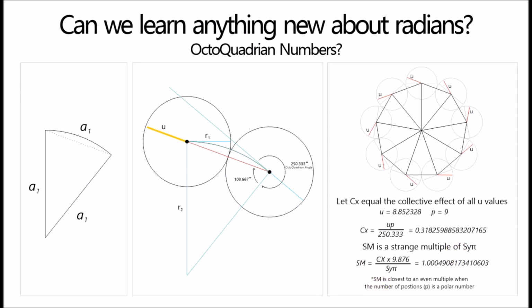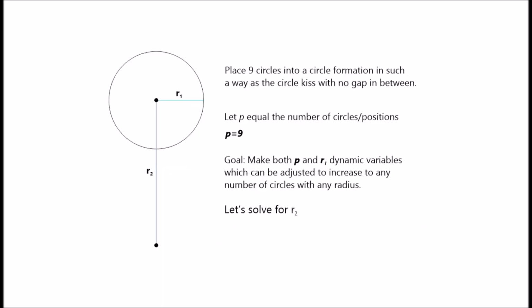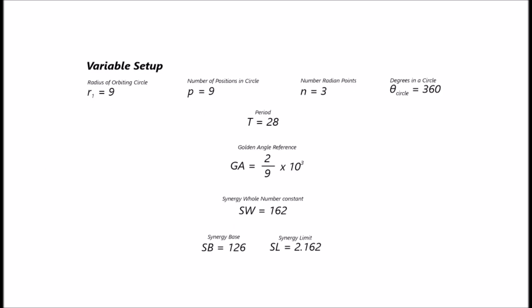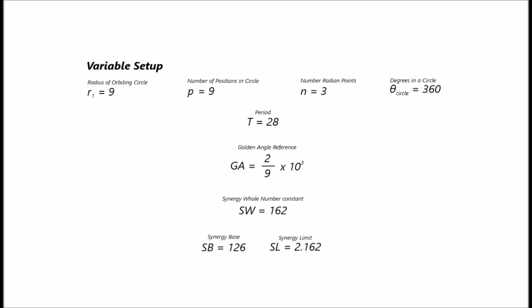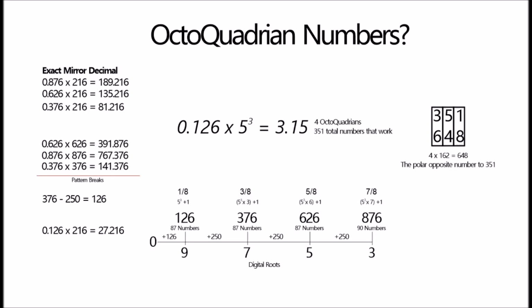So how did we get here? I mean, how did we literally get here? We started with a problem. We wanted to figure out R2. That's all I wanted to figure out was R2. How do I place 9 circles of information in such a way that they kiss with no gap in between? And what started there turned into, based on research that I had been accumulating over the last 4 years, a set of variables which partially came from a new discovery of octoquadrian numbers, which nobody has been able to explain.